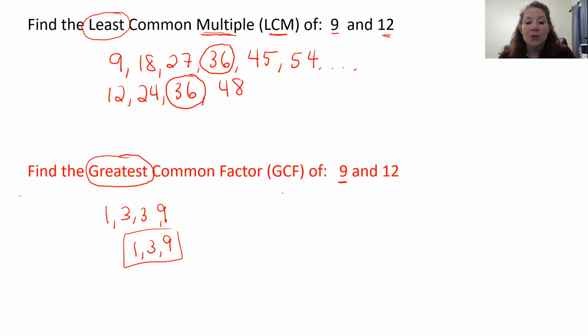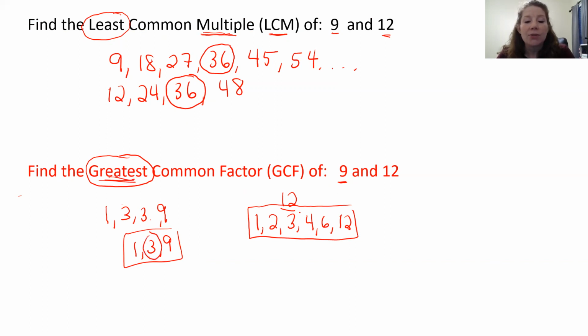All right, now I'm going to look at the number 12. What are all the factors of 12? You'll start with 1 and then go up from there. So 1 times what is 12? 1 and 12. Does 2 go into 12? Yep, 2 times 6. Does 3 go into 12? Yep, 3 and 4. And then the numbers would start repeating, right? So all of the factors of 12 are 1, 2, 3, 4, 6, and 12. And we want to know the biggest number they both have in common. Well, they both have the number 3 in common. So 3 is the greatest common factor of 9 and 12.